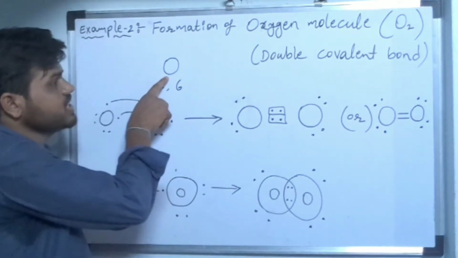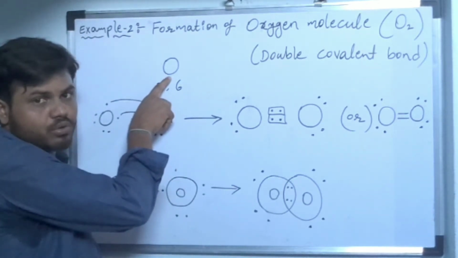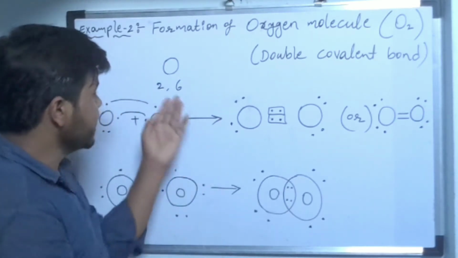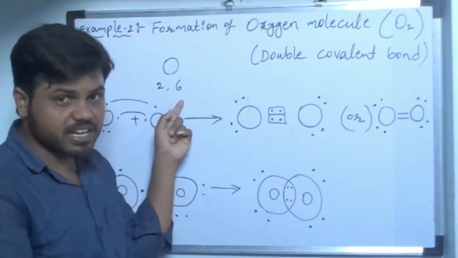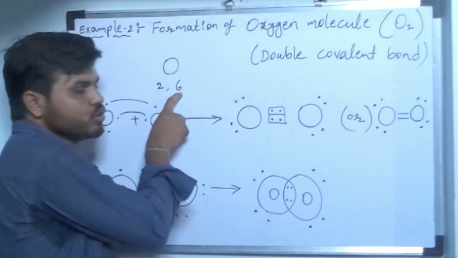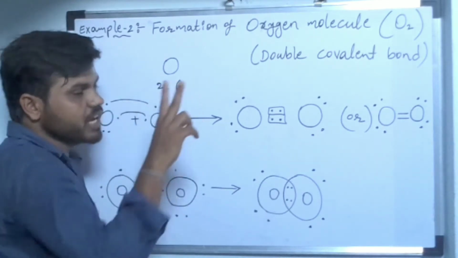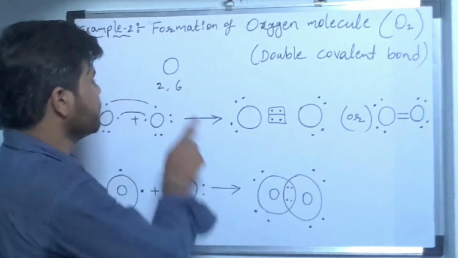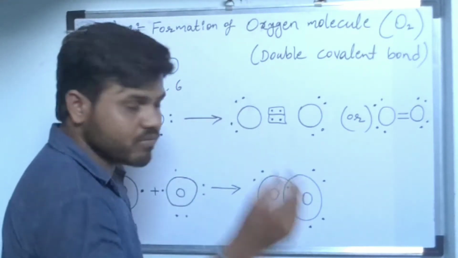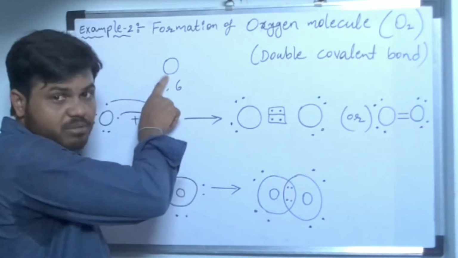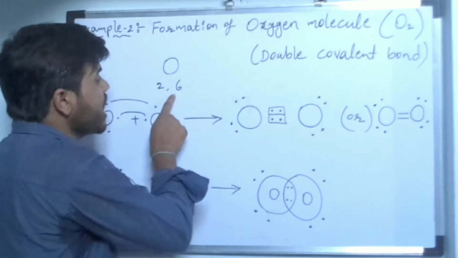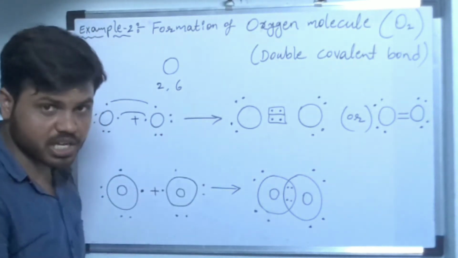The symbol of oxygen is what? Capital O. The electronic configuration of oxygen is 2, 6. In the outermost orbital, 6 valence electrons are there. To get octet configuration in the outermost orbital, this oxygen requires 2 more electrons. For that purpose, this oxygen shares 2 electrons with another atom of oxygen to get octet configuration in the outermost orbital.